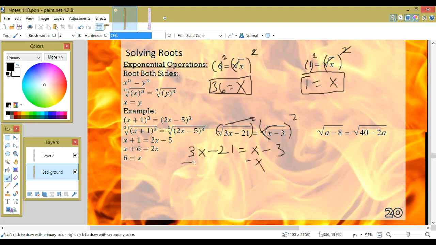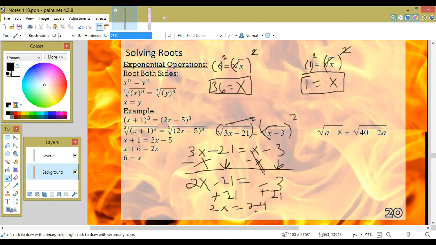Minus 1x on each expression. 3x minus 1x is 2x. Carry down everything else. Add 21 to each expression. 2x equals 24. Divide each term by 2 to get x equals 12. If you were to plug that back in here, you would get a real solution. Let's look at the last one.